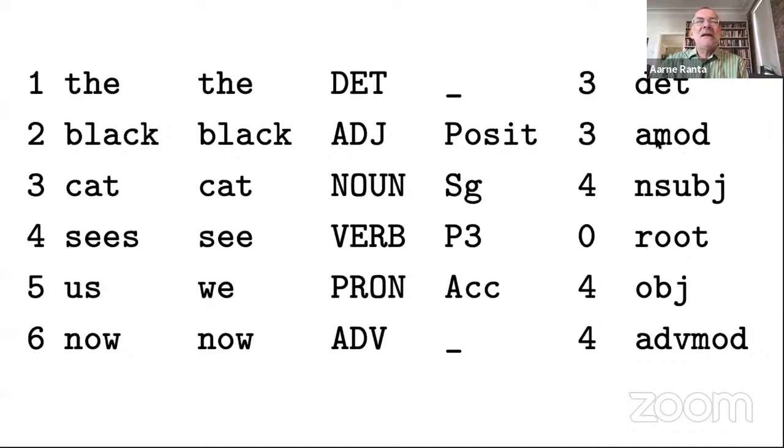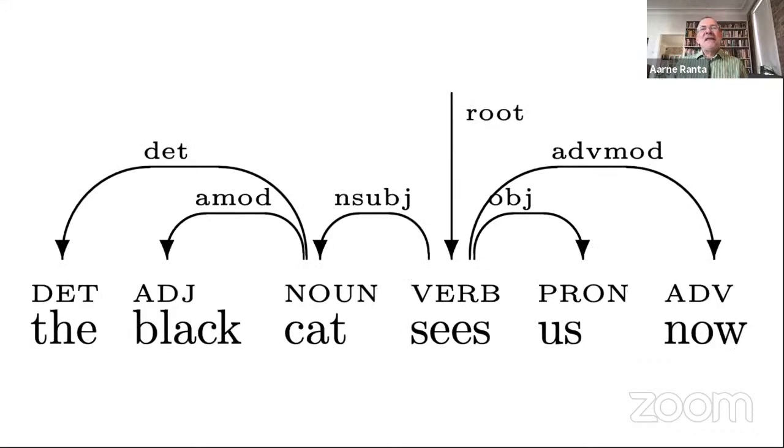Okay, so I'm not terribly used to reading this notation. So usually it's nicer to see it in this way, where you have a tree built by arcs over the words, and then links going from what is called the head to its dependents. So the verb sees is here the head of the subject cat and the object us, and then the subject itself is the head of the determiner and the adjectival modifier.